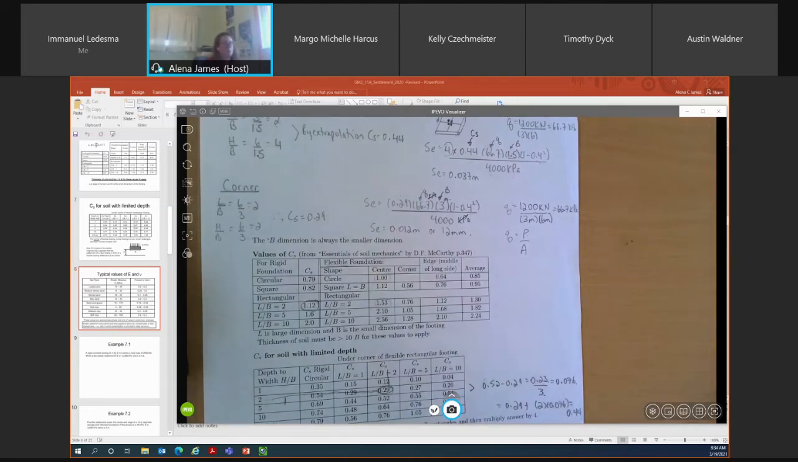So this is a similar process to the process from example problem 7.1. Anyone have any questions on the process for this part of the question?